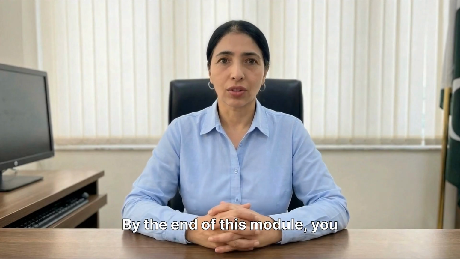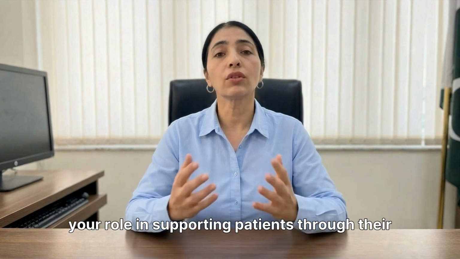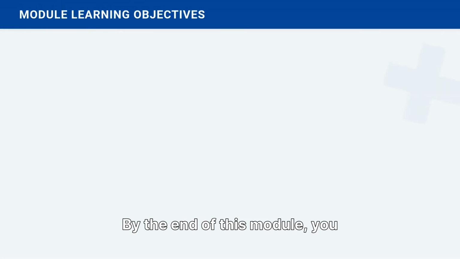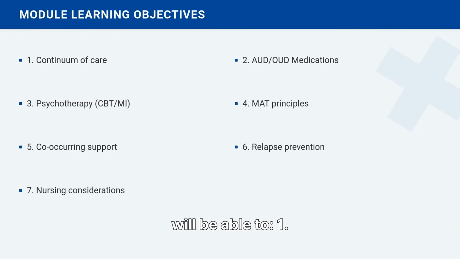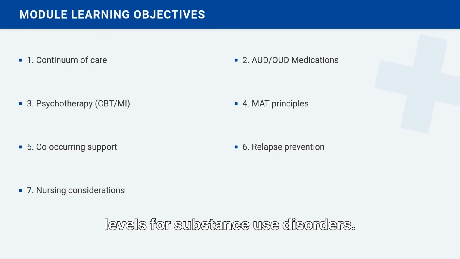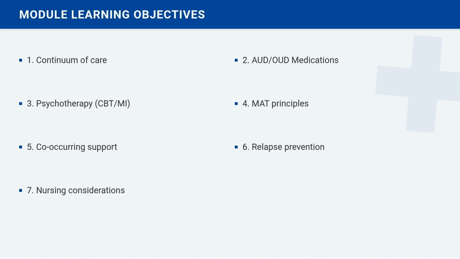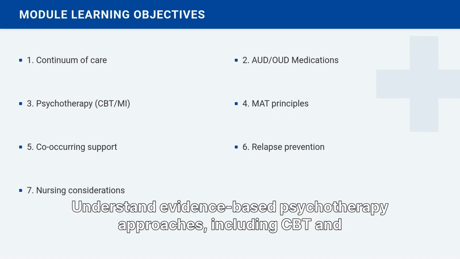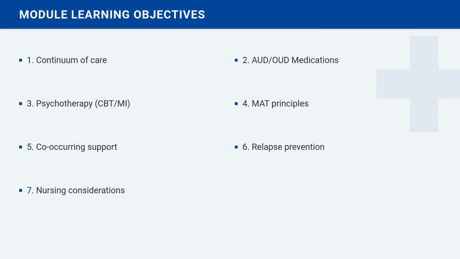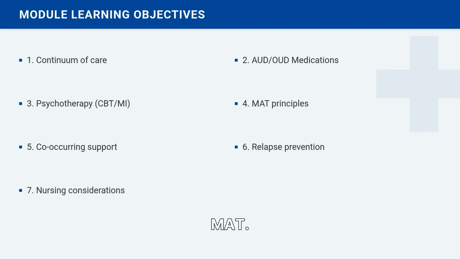By the end of this module, you will understand the treatment options available and your role in supporting patients through their recovery journey. By the end of this module, you will be able to: 1. Describe the continuum of care and treatment levels for substance use disorders. 2. Explain FDA-approved medications for alcohol and opioid use disorders. 3. Understand evidence-based psychotherapy approaches, including CBT and motivational interviewing. 4. Recognize the principles of medication-assisted treatment, or MAT.